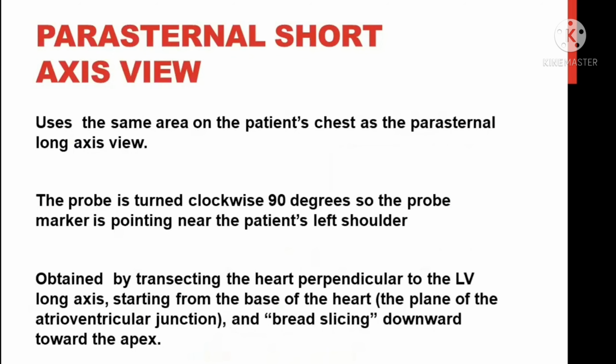Parasternal short, the probe direction towards the left shoulder. Okay, left shoulder, and that means you start from the parasternal long, and then you rotate 90 degrees. Okay, the patient's left shoulder, so it will translate that the heart is perpendicular to the long axis. So it's almost like bread slicing. Okay, you slice the heart in different areas.